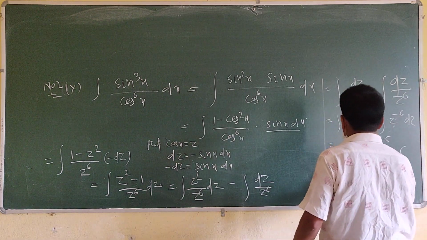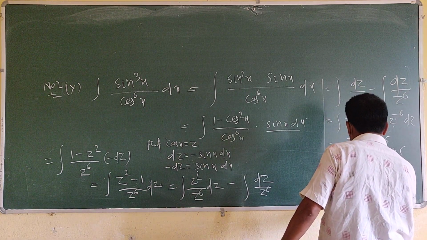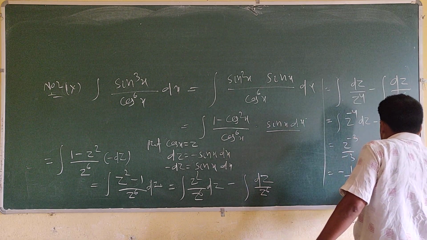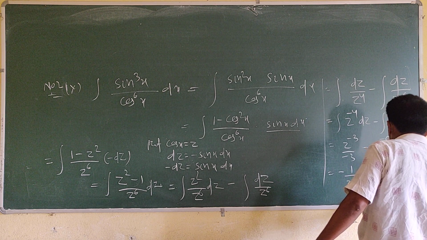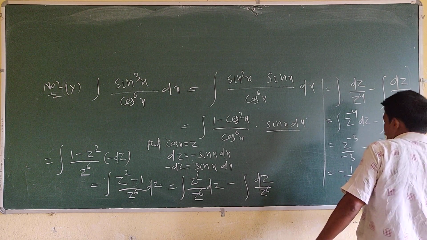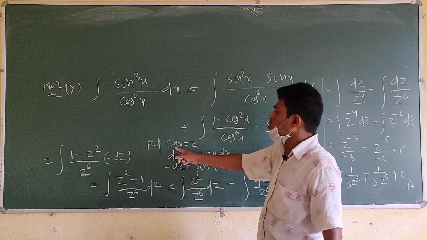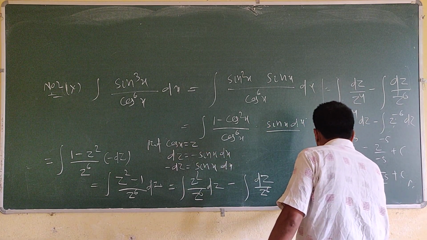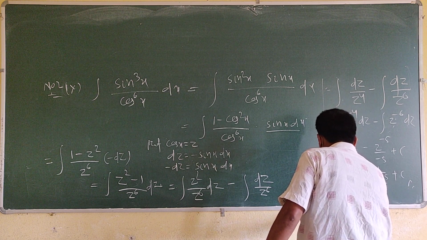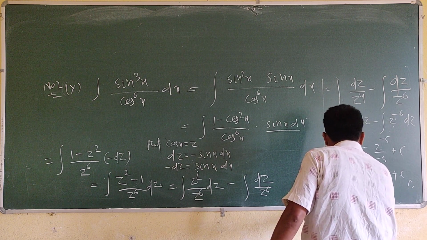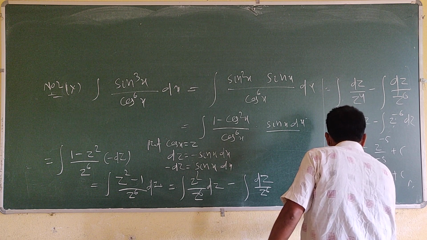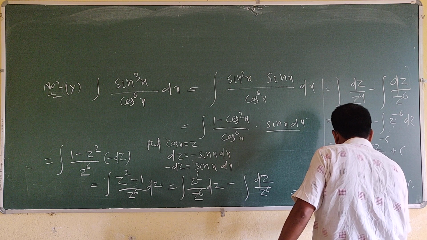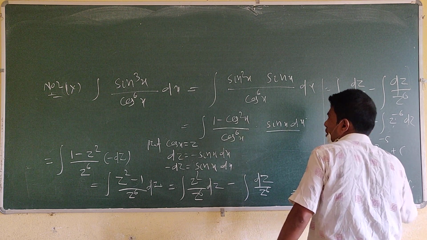You can also write in this process minus 1 by 3 z cube plus 1 by 5 z to the power 5 plus c, that's your answer. Now put the value of z equal to cos x. That becomes minus 1 by 3 cos cube x plus 1 by 5 cos to the power 5 x plus c. That's your answer. Very good.